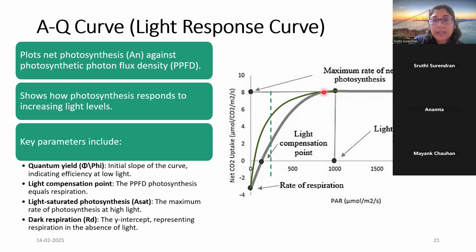So in all of these values of net carbon dioxide uptake, light is an important factor that is controlling the rate of photosynthesis. But beyond this point, however much light you give, it is not going to impact the rate of photosynthesis. So these are the important inferences that you can draw from an AQ curve.